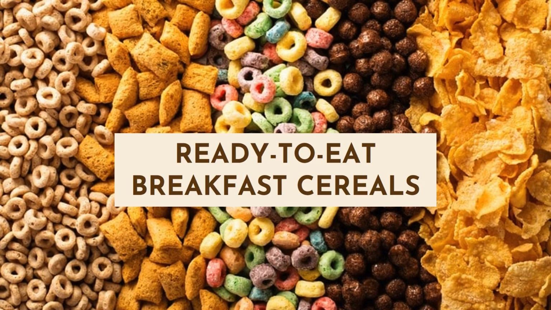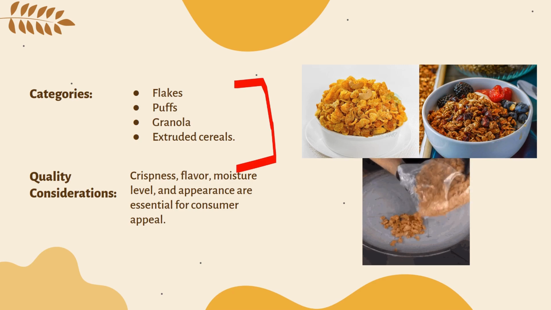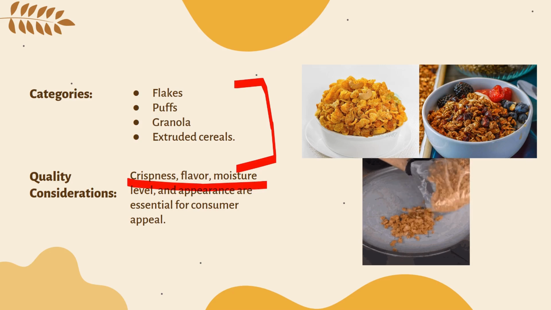Now we will learn about ready to eat breakfast cereals. Crunchy, crispy and quick ready to eat cereals are a breakfast staple for everyone nowadays. So this process includes cooking, drying, shaping and toasting. Grains like corn, wheat and rice are first cooked and then dried. Then they are shaped into flakes, puffs, granola or extruded cereals. Quality considerations include the crispiness, flavor and moisture because these are essential for consumer appeal.